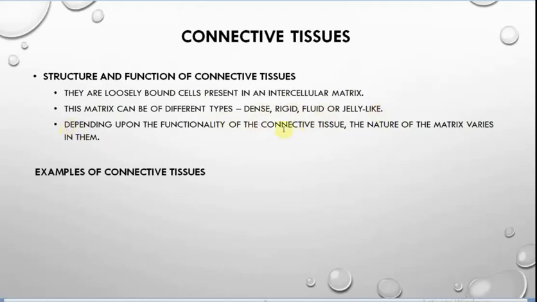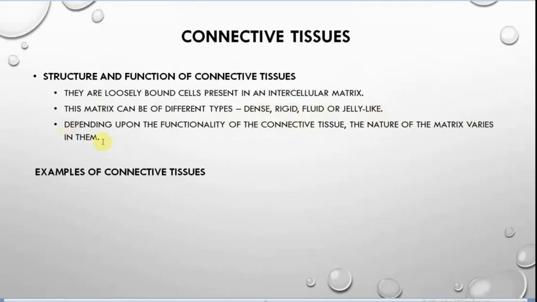Depending upon the function of the connective tissue, the nature of the matrix varies. As an example, what is the function of our blood? The function of our blood is to transport materials to different parts of our body. If it were in solid form, it could not be transported. So the matrix of our blood is in fluid form.